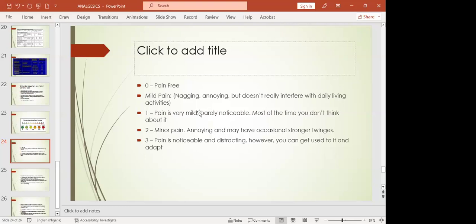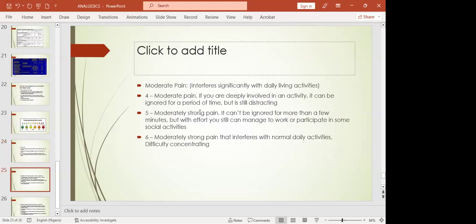Then someone who has a pain scale of 3, the pain is noticeable, is distracting, so much so that you can't really focus. But after a while, you can still tell yourself, okay, I have a headache. It will go maybe when I sleep, and you can still carry on and complete the lecture. So moderate pain will be a pain between 4 and 6.